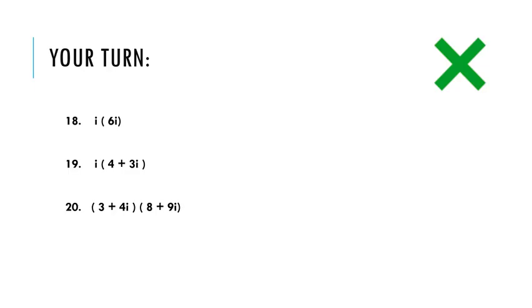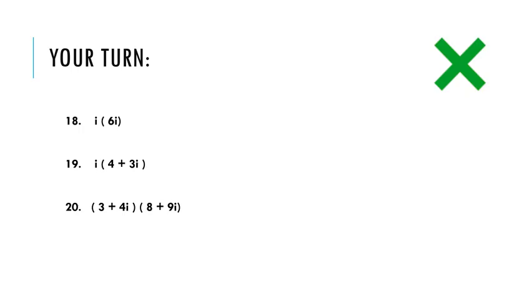Okay, I'm going to do this right now. 24 plus 27i plus 32i plus 36 times negative 1. Always, i squared is negative 1. Okay, 24 plus 27i plus 32i minus 36. All right, combine like terms. 24 and negative 36, add those together, you're going to get negative 12.